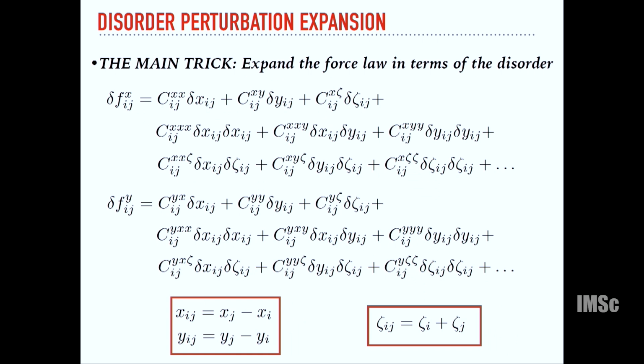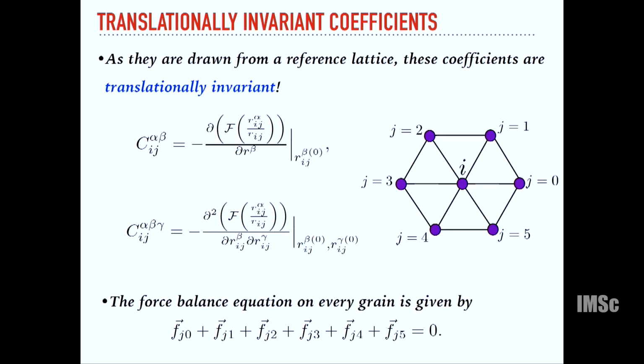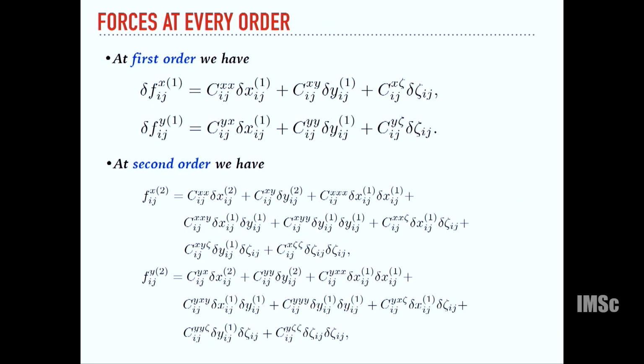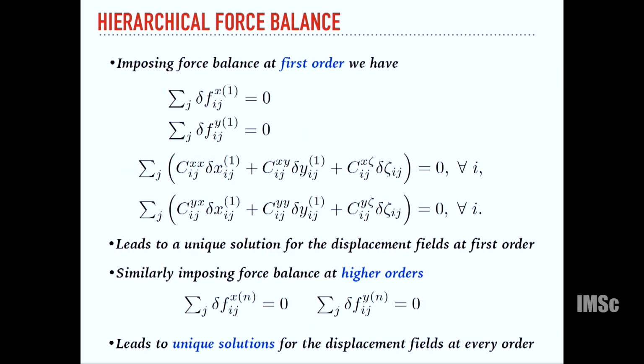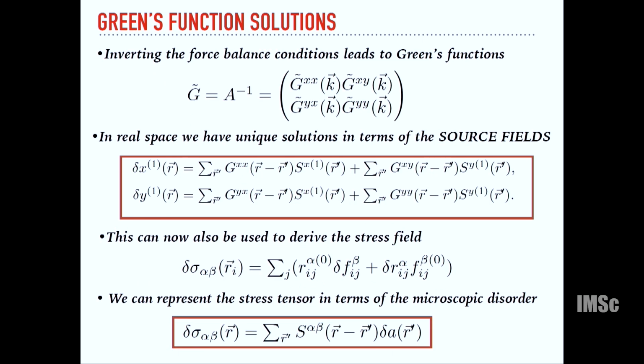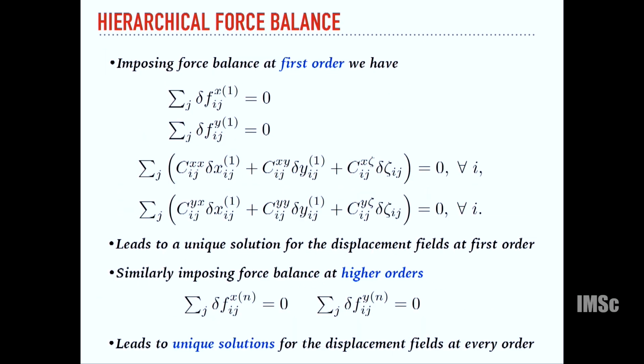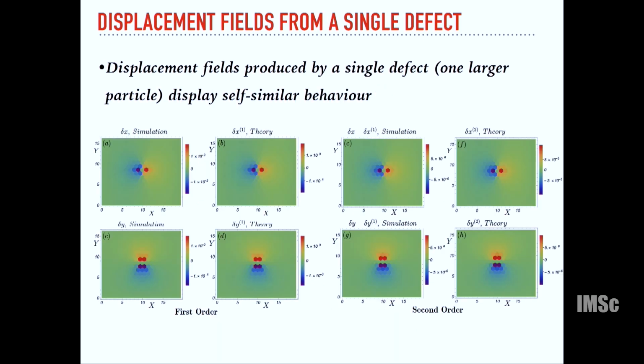So when I do this, let me go one more step back. I didn't show all the details. I can calculate this linear coefficient and nonlinear coefficient, going to arbitrary orders, and when I impose force balance, this would give me the linear elasticity. So I have some displacement fields which are related to my microscopic disorder, and I can solve this. When I impose force balance at every order, I can hierarchically solve these equations. I didn't show that. The second order solutions involve the first order fields as a source term.